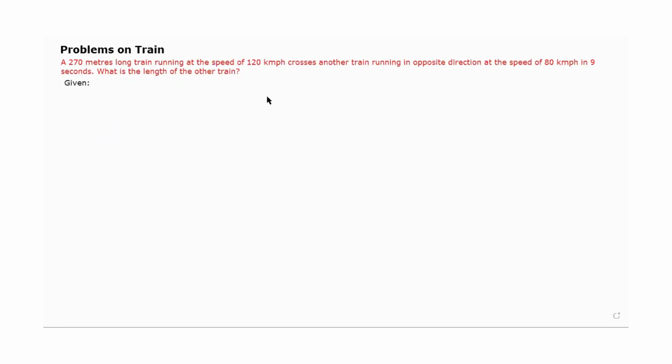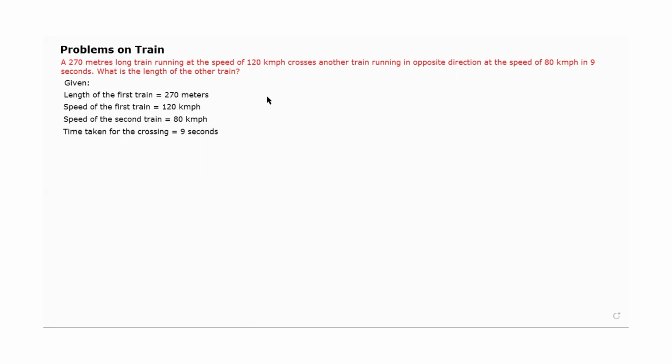Given, length of the first train equals 270 meters. Speed of the first train equals 120 km/h. Speed of the second train equals 80 km/h. Time taken for the crossing equals 9 seconds. First, let's convert the speeds of the trains from kilometers per hour to meters per second, as the length of the first train is given in meters and the time is given in seconds. 1 kilometer equals 1000 meters, 1 hour equals 3600 seconds.